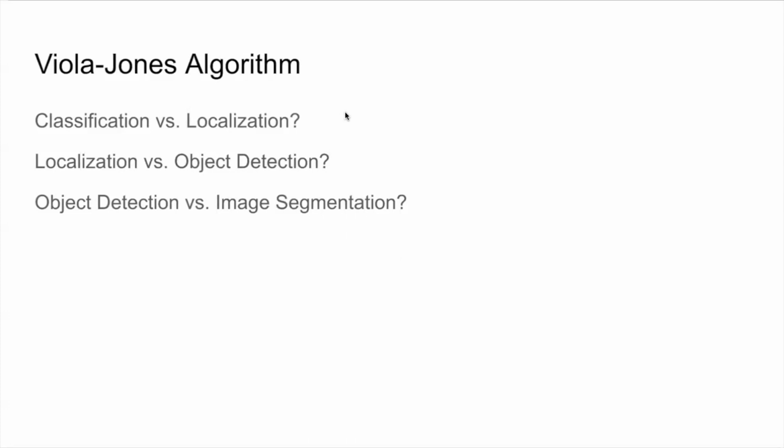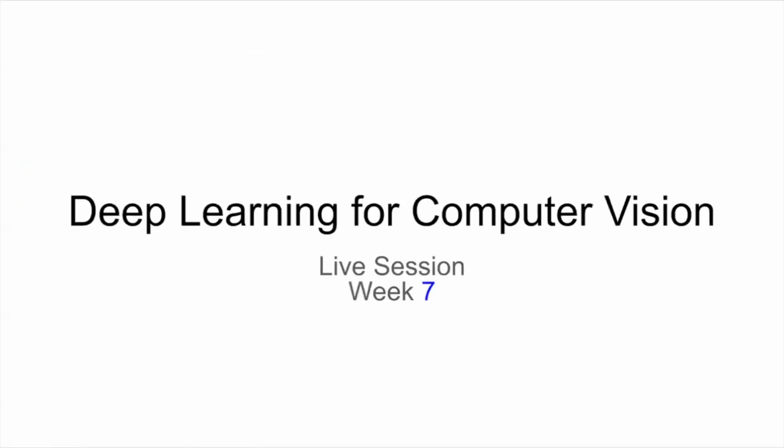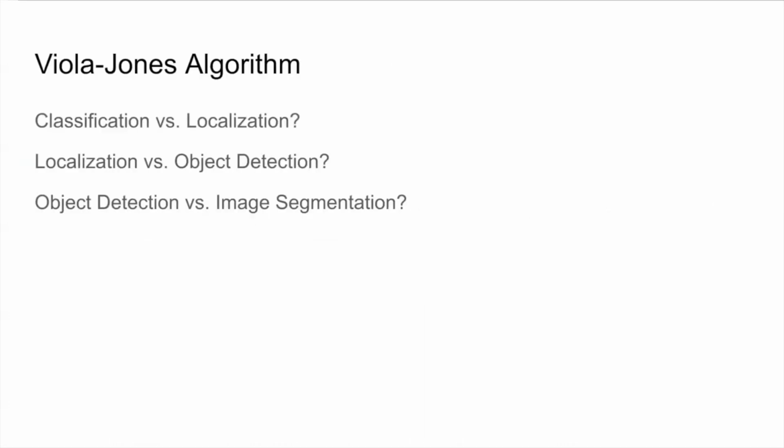Hello. So we'll not wait further, and we'll start our session on object detection, and that is the content for week 7. So the content for week 7 is object detection. Before starting object detection, we will first learn about the fundamental difference between classification, localization, and object detection, as well as image segmentation.